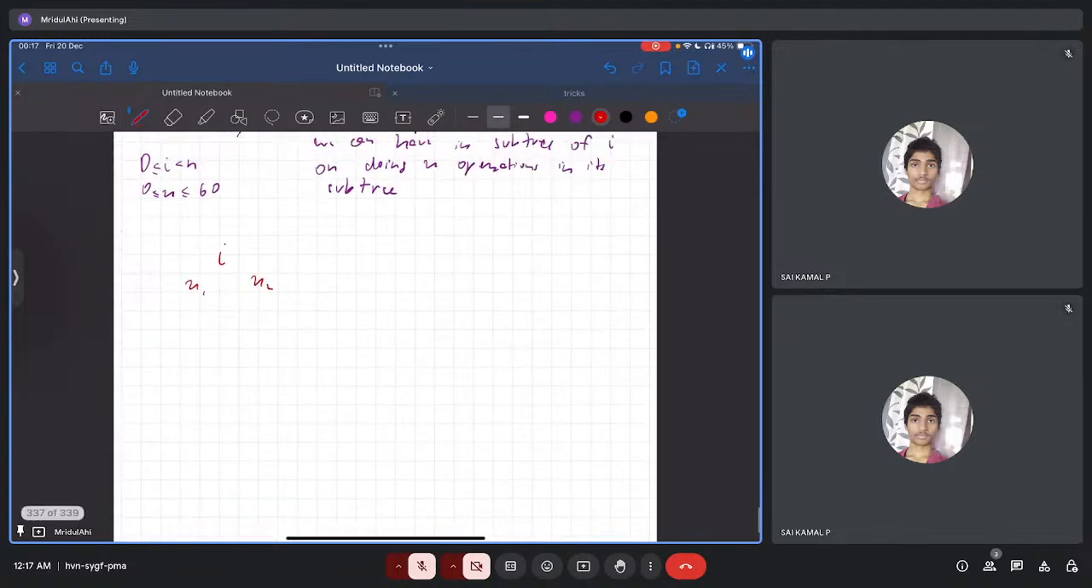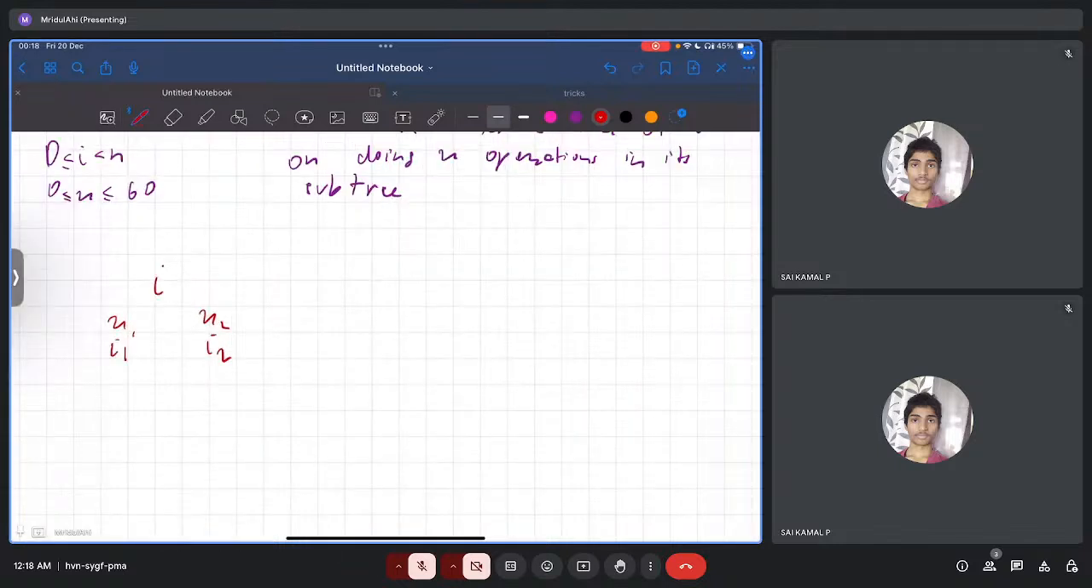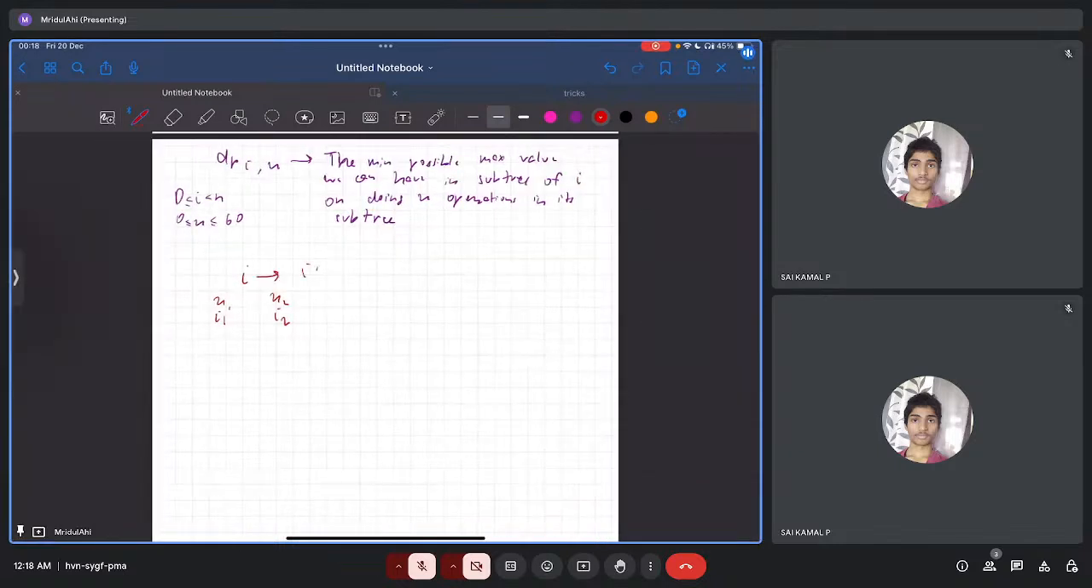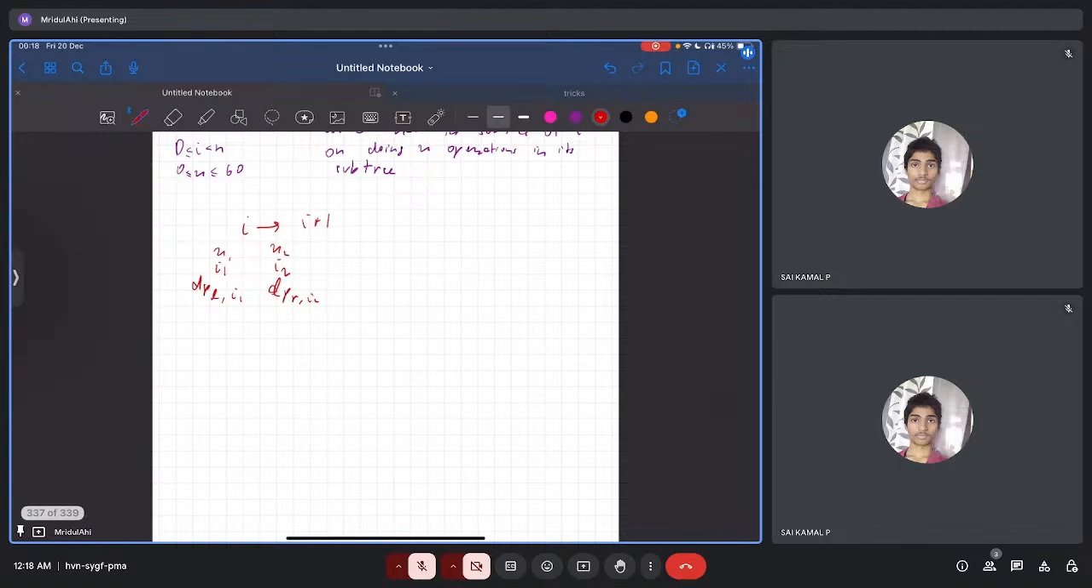For that, we can maintain a two-pointer approach. We maintain a pointer I1 for the number of operations on the left subtree, and I2 for the number of operations on the right subtree. Once we increase from I to I plus 1, we compare dp l comma I1 and dp r comma I2. Whichever of them is bigger, we increment the pointer of that, to decrease the maximum value in that subtree.